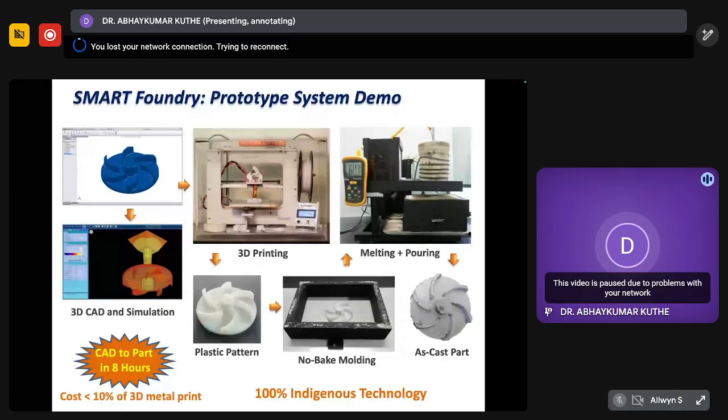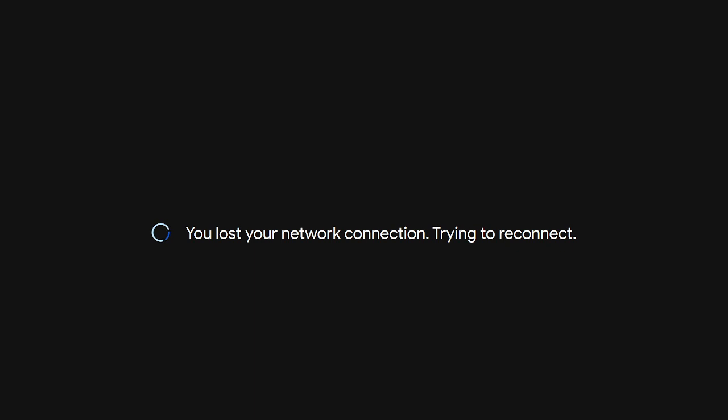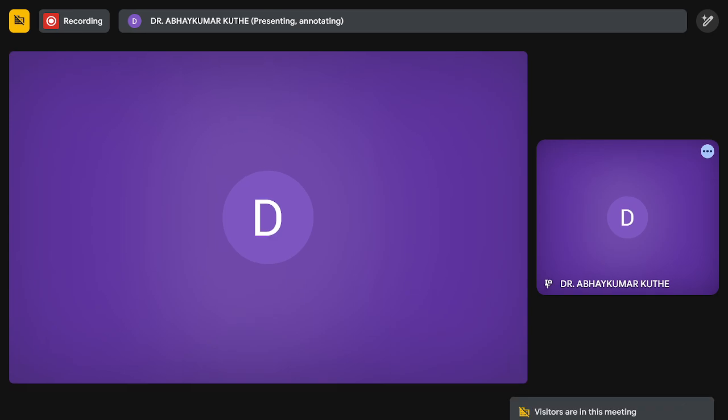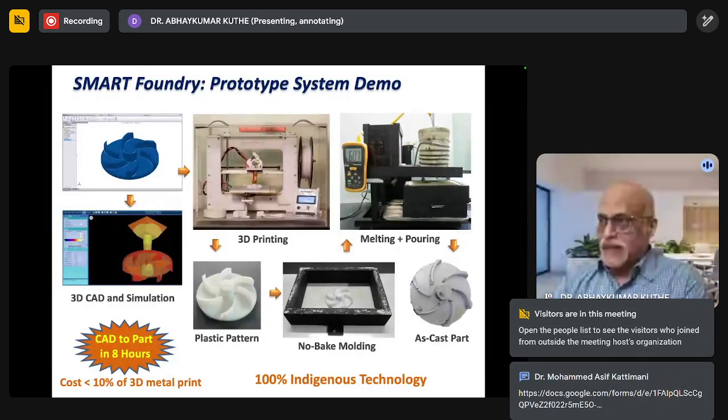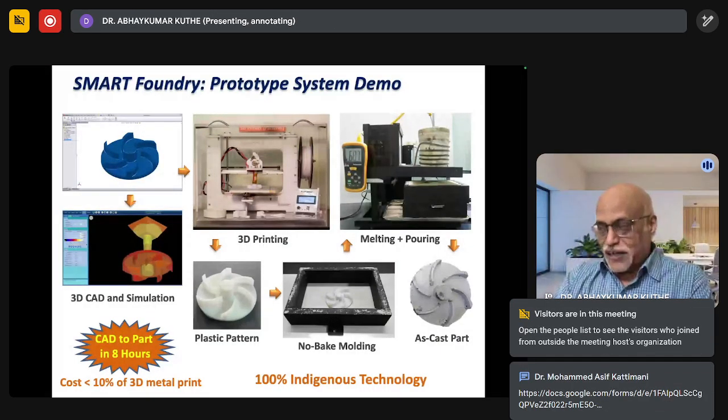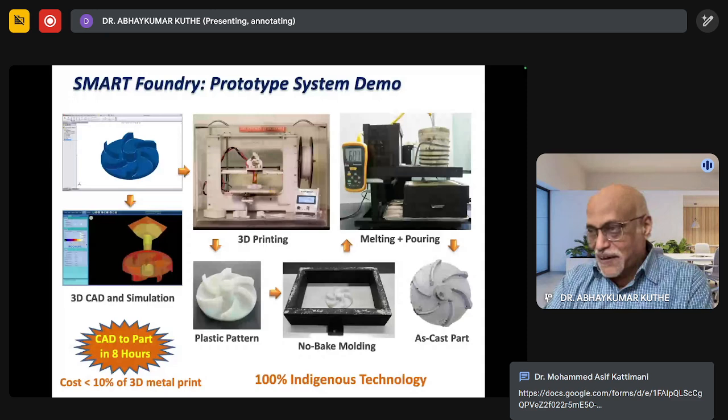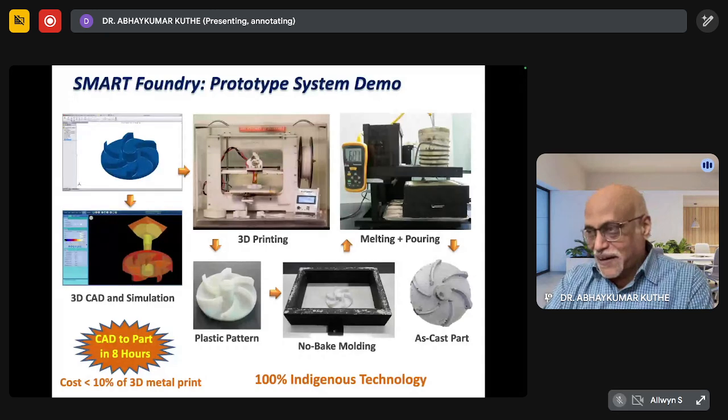An interesting point, as you can see in the last line, is that the cost of the part is 10% of 3D metal printing. Many of you must be aware that there is a 3D metal printing also. In developing countries, it is generally not justified to use 3D metal printing because it is a very costly affair, and maintenance is very problematic. But then, can you think of doing the 3D printing without laser?